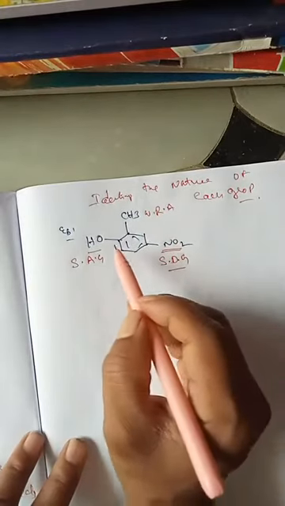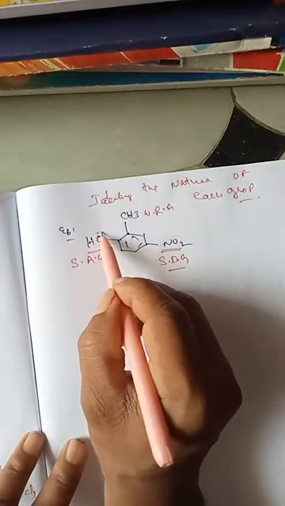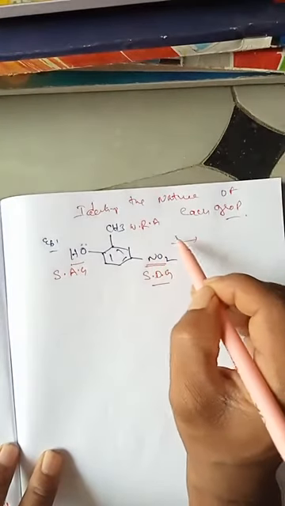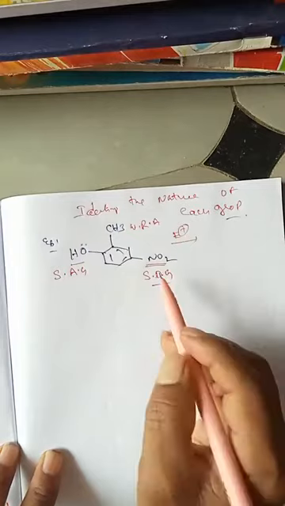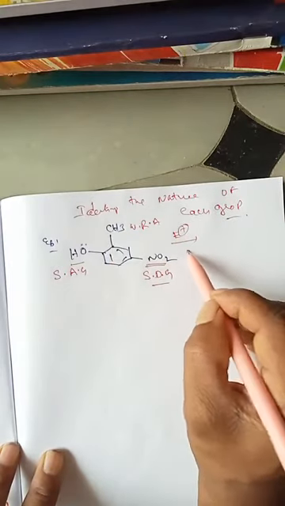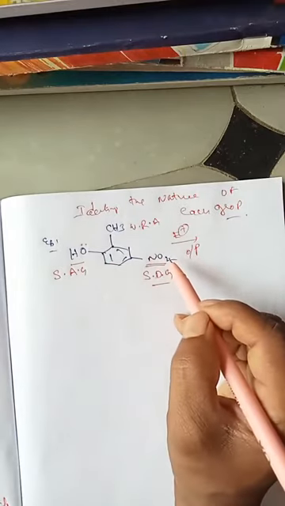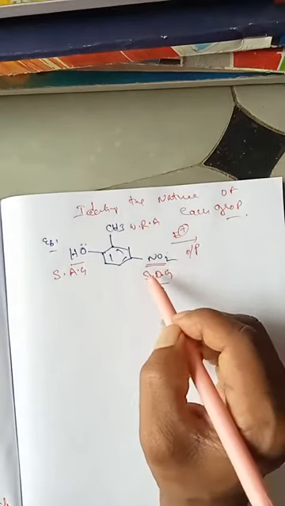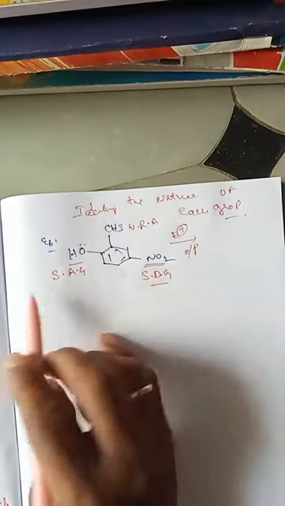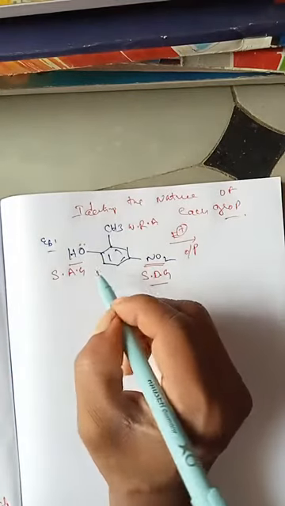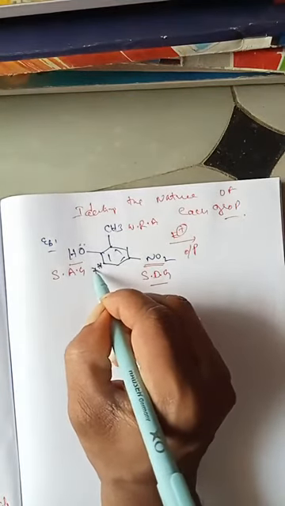So that's why the electrophile goes to the ortho or para position. The para position is already occupied, so the incoming electrophile goes to the ortho position. This is the ortho position.